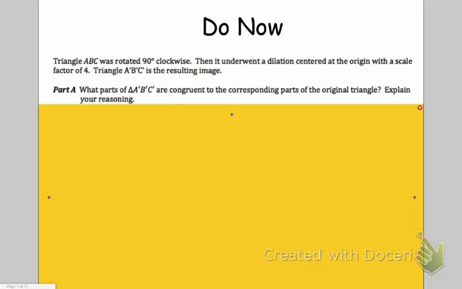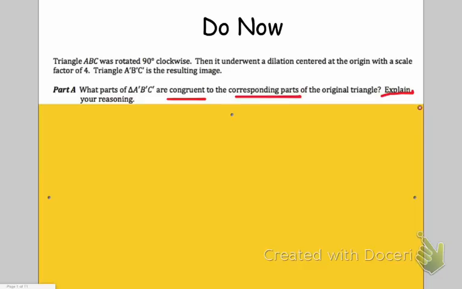So part A asks us, what parts of triangle A prime, B prime, C prime are congruent to the corresponding parts of the original triangle? Explain your reasoning. So the word congruent tells us that everything about the two shapes is exactly the same. Its angles and its corresponding side measures. So that word corresponding, it just means matching. So we're thinking or imagining in our head that vertex A from the triangle would match with vertex A prime, B with B prime, and C with C prime.